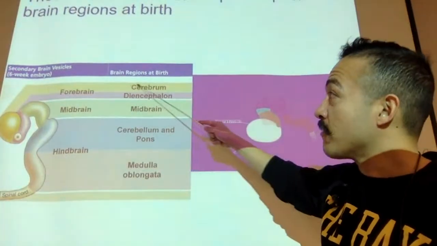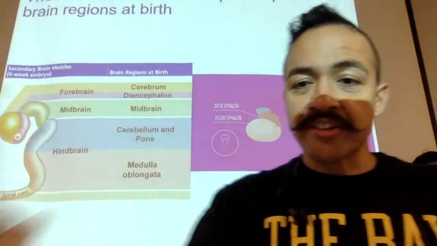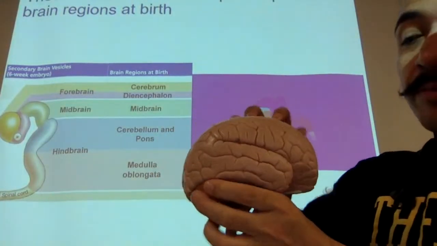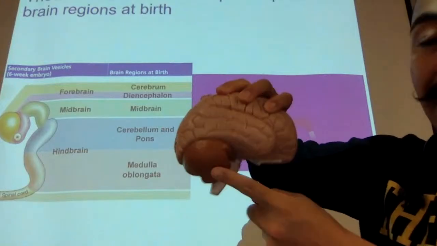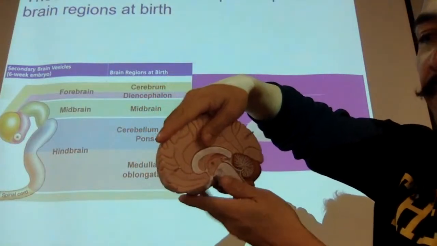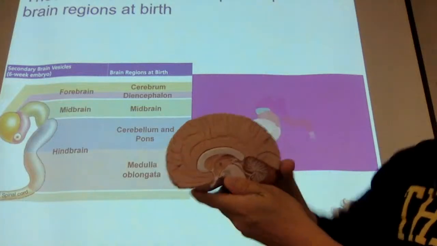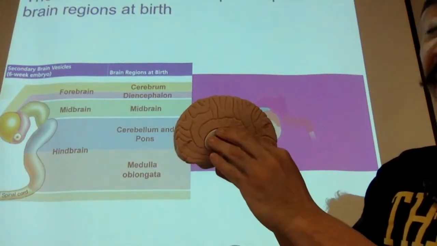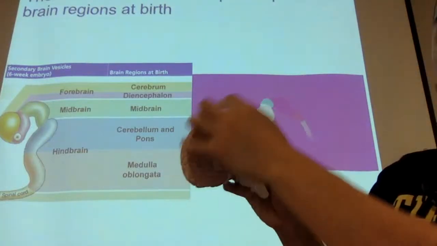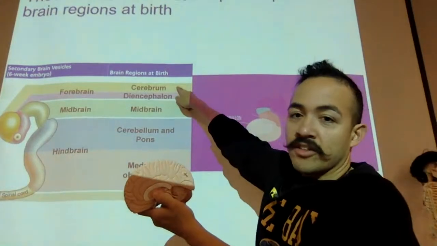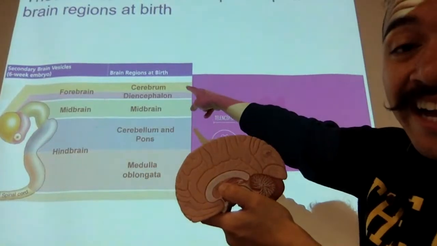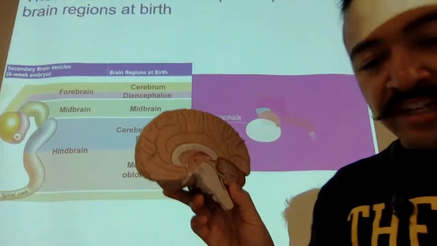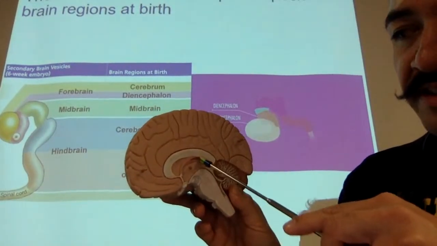The forebrain is made up of the cerebrum. When we say cerebrum, we're talking about the major wrinkly part here, not the cerebellum, not the brainstem, and not anything below this curve. Anything caudal to this curve, this is cerebrum. Diencephalon is referring to this narrow region here.